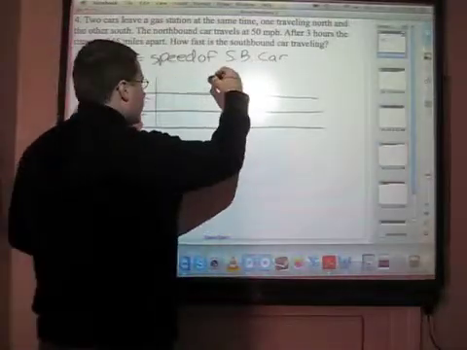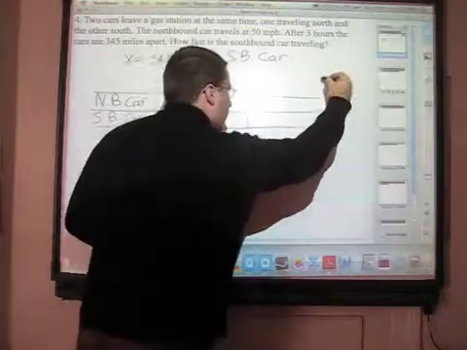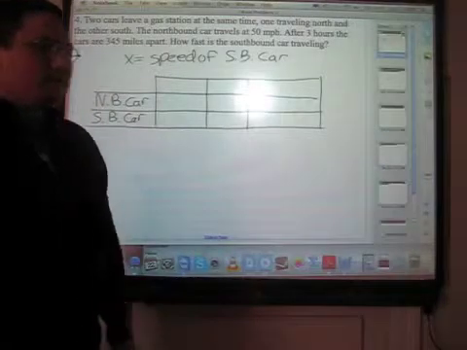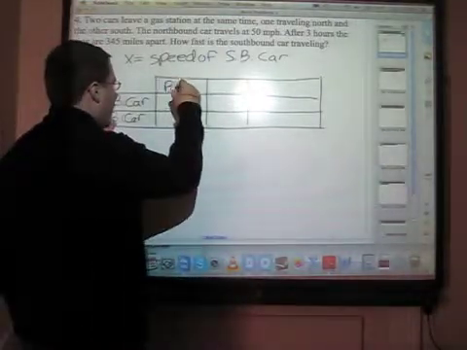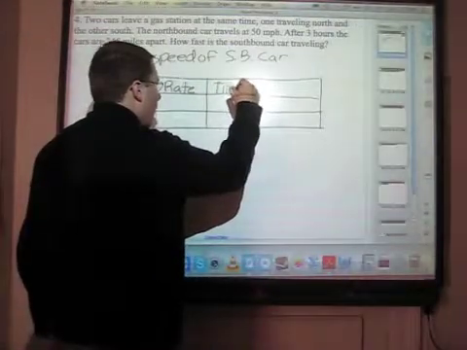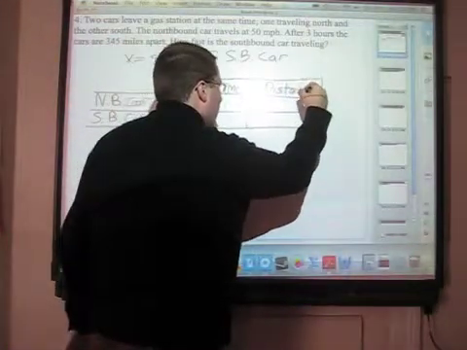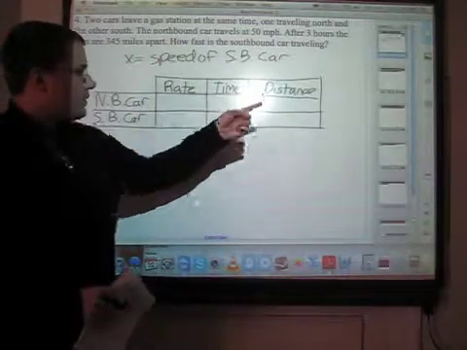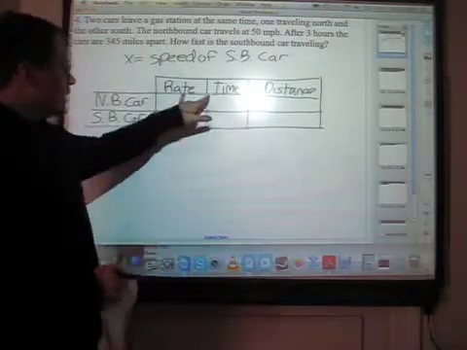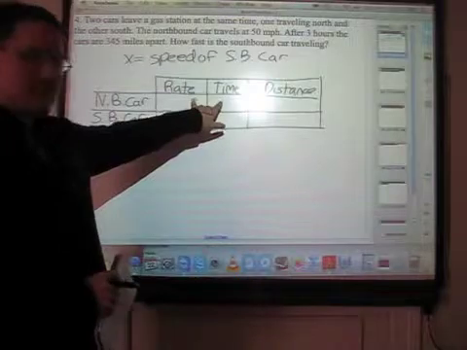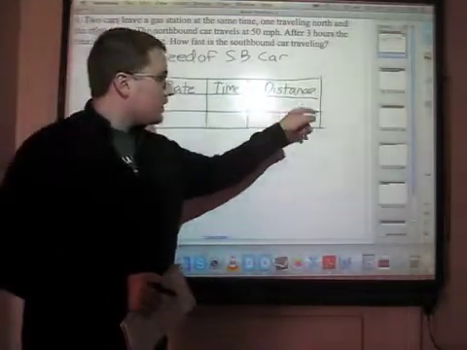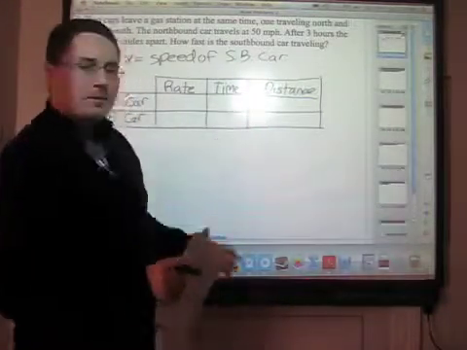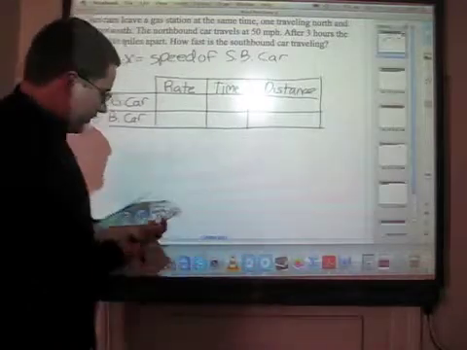Now, there are going to be 3 columns. I know we call them distance rate time problems, but today we're going to use them as rate time distance. Now, the basic idea is that rate times time equals distance. D equals RT. So whatever we put into these two cells here, the rate and time cells, we are going to multiply to fill out the distance cells. Once we have the distance cells, we will relate those to the problem, and that will give us our solution.